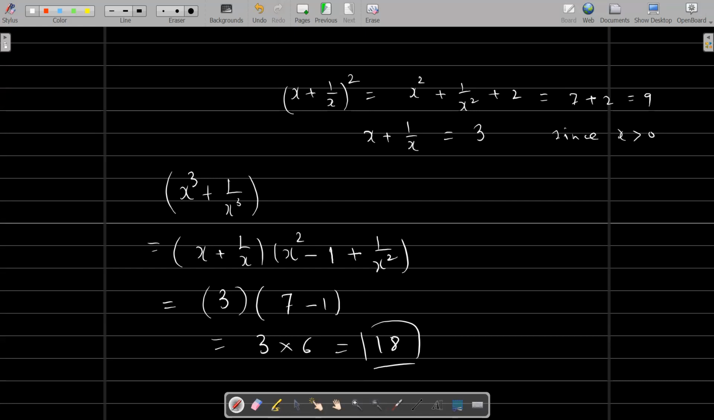Anybody has any other way of simplification? Are you Shreya? Sir, I found x square plus 1 by x square and x plus 1 by x in the same way and then multiplied them. So then you'll get x cube plus 1 by x cube plus x plus 1 by x, which is 21. So then you can subtract that and get 18. Okay, okay, yeah.